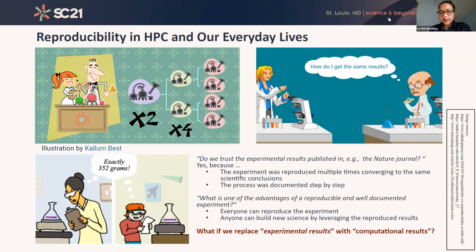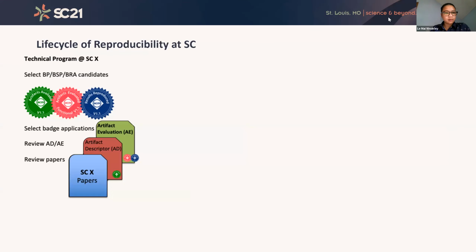So next up, we'll have Stephen Harrell to talk about the history. Stephen. Hi. So I'm really just going to talk about the life cycle of reproducibility at SC. This slide sequence is going to go from left to right, and then down, and then right to left. So just FYI, it's a little bit weird. It's a circle with no curves, I guess.